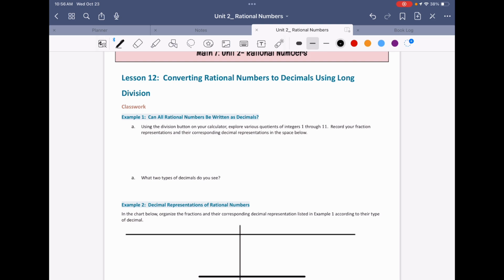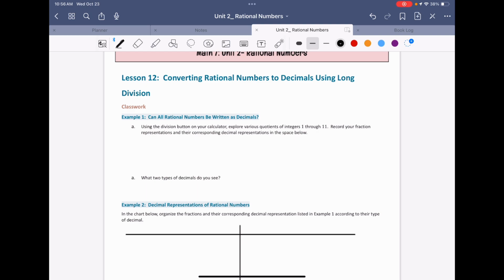All right, lesson 12, converting rational numbers to decimals using long division. So now I know that we're using our calculators here, but when our problem is specifically asking us to use long division, we have to show our work using the long division. So let's go over how to do this.